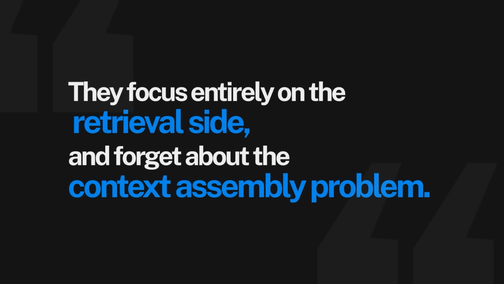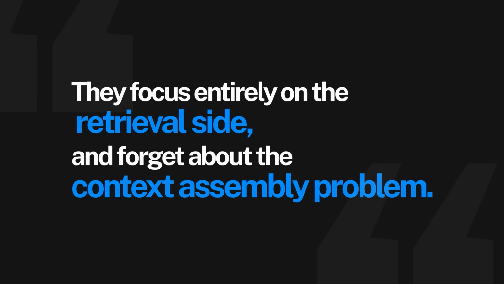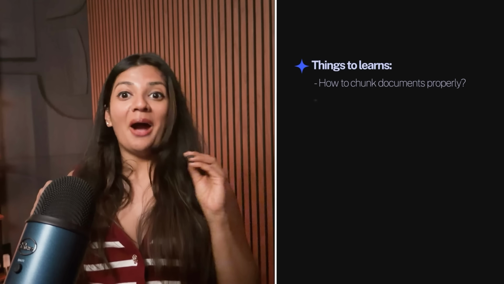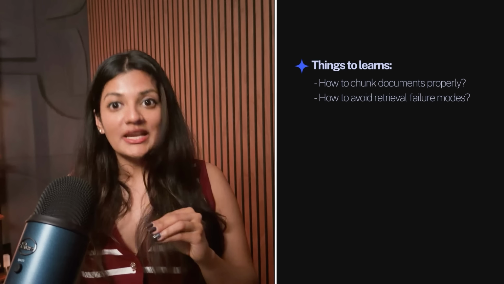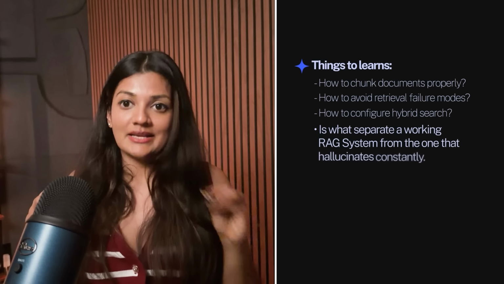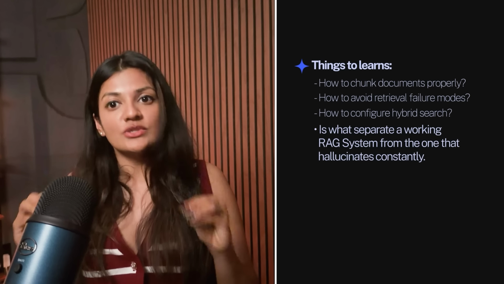Here is the thing most people get wrong with RAG. They focus entirely on the retrieval side and forget about the context assembly problem. Understanding how to chunk documents properly, how to avoid retrieval failure modes, and how to configure hybrid search is what separates a working RAG system from the one that hallucinates constantly.